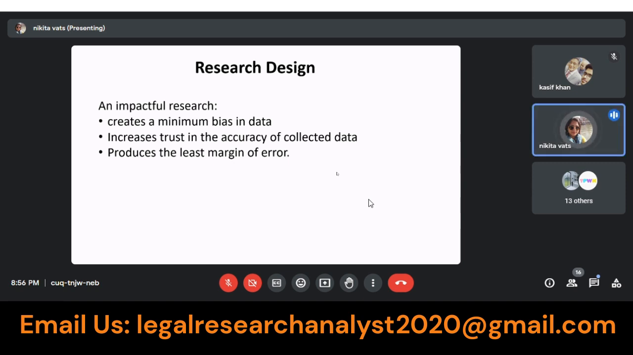So that is what an impactful research is. Whatever podcast you listen to, whatever YouTube channels you're following, you follow them because you think that they are authentic. They are not biased. The data that they are showing is accurate. That is what you believe, right? They have accurate data and the margin of error is less. And it is very interesting.